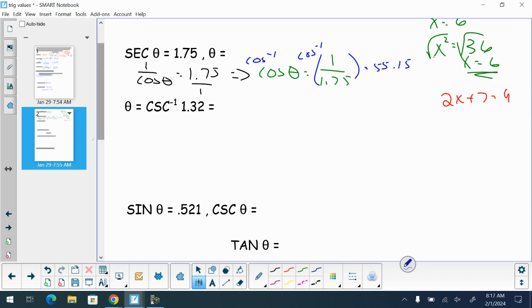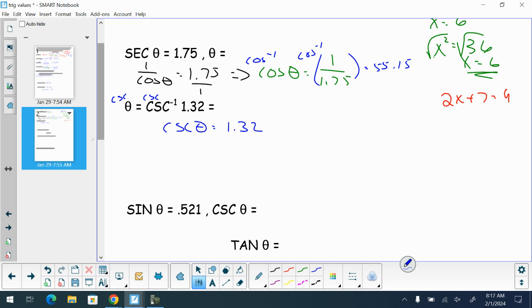This will be a type of problem that you're going to be given on the homework. You're going to be asked for the inverse cosecant. What I suggest you do to get rid of inverse cosecant is take the cosecant of both sides. So we can rewrite this: cosecant of theta is equal to 1.32. Rewrite cosecant of theta as its reciprocal function.